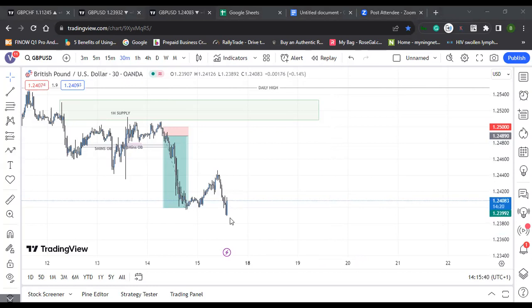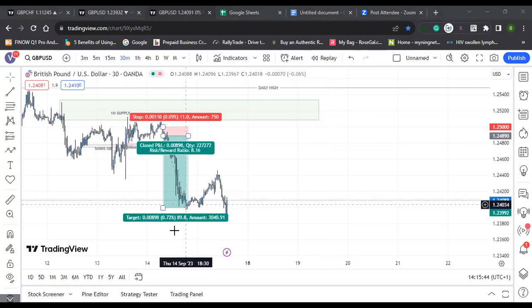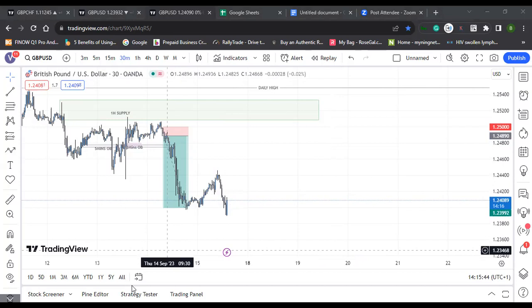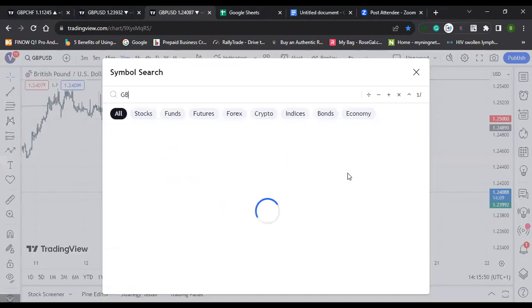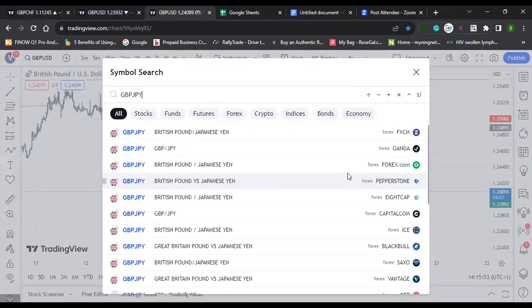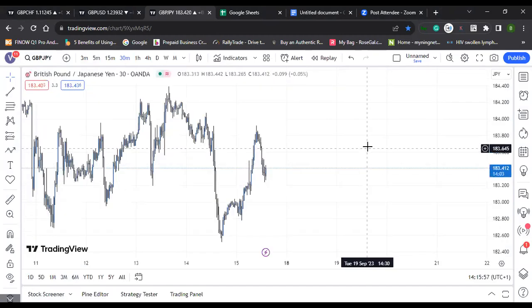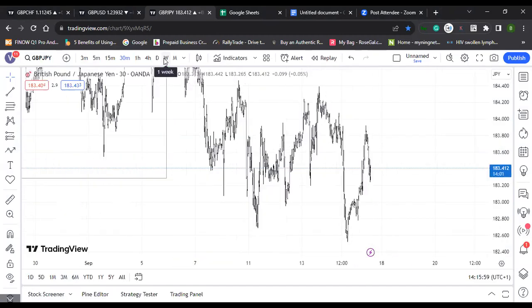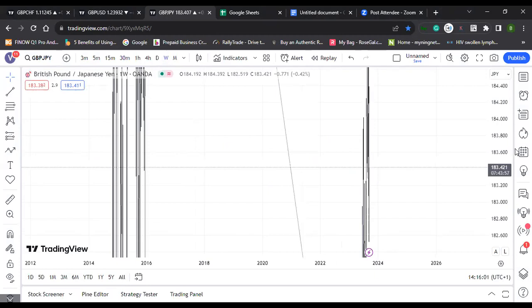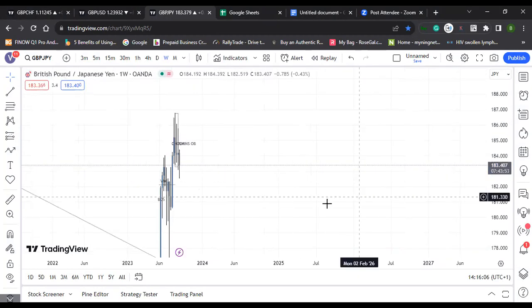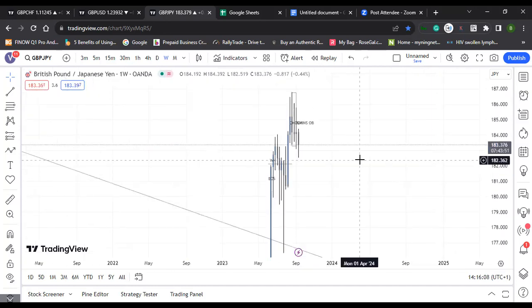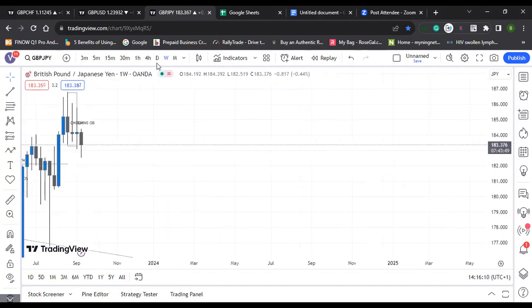So GBP JPY. Okay, let me see. It's been a while I actually analyzed this baby boy, but let's see what's up, man. Okay, GBP JPY. The last time I analyzed it on the live session, that was a few weeks back, we saw that the market did exactly what I said.